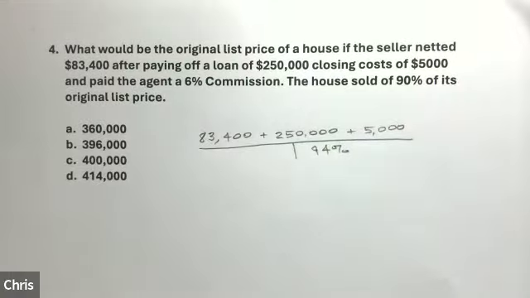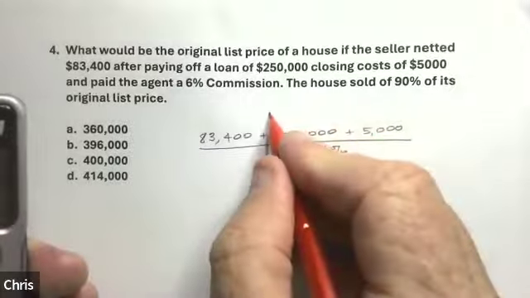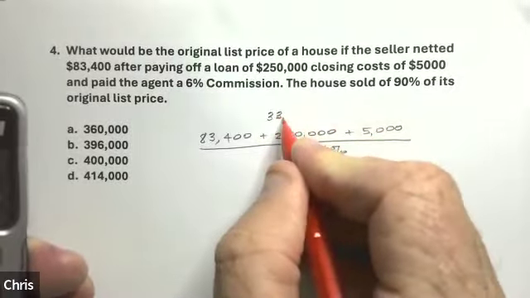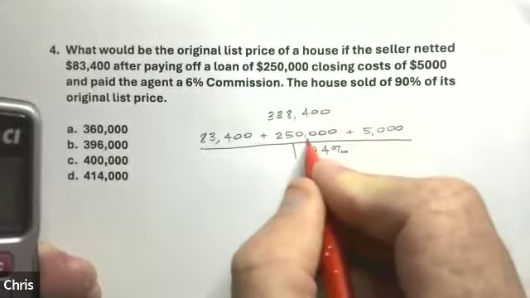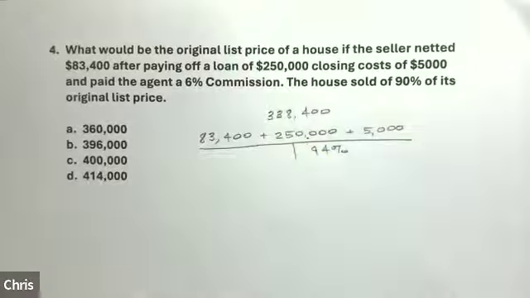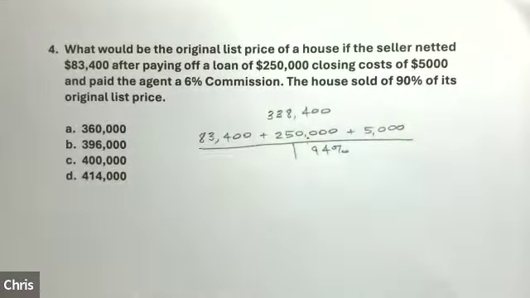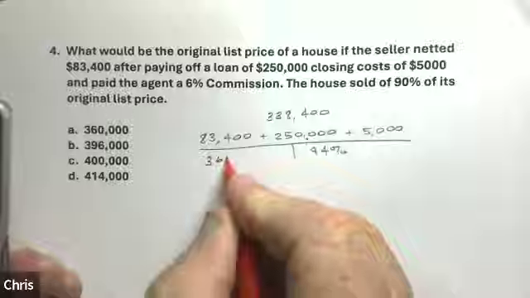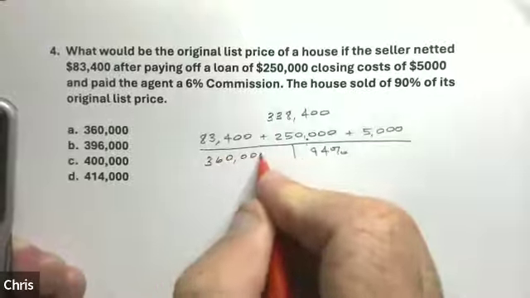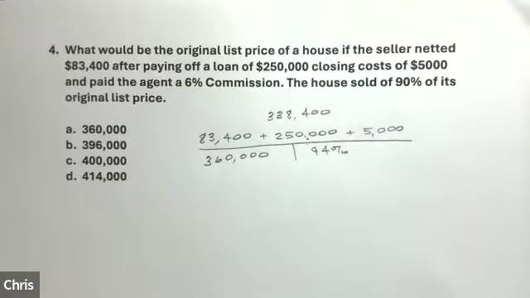Okay. So now let's take these numbers and add them up. 83,400 plus 250 plus 5,000. If my math is correct, that comes to 338,400. And we know, of course, we're going to divide that by the number on the bottom. Divide by 94%, .94. And here's what we've learned. We've learned that our sale price is $360,000.